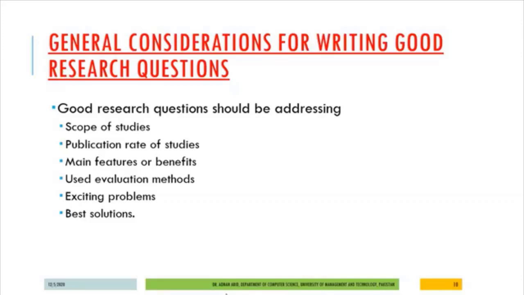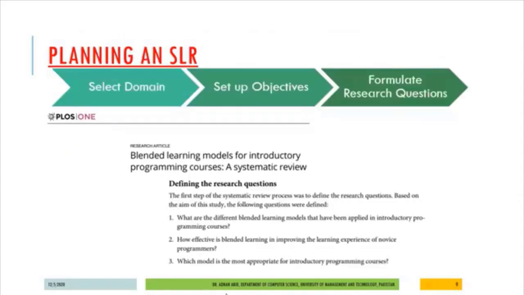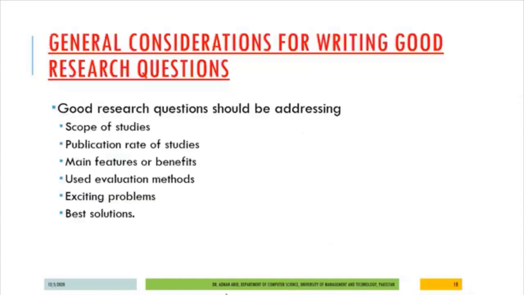They should be addressing the scope of the studies. Like here we have only blended learning and those blended learning approaches which are targeting introductory programming courses only. So this is the scope. We have to have the scope of the study. And the publication rating of the study is good quality research. How is it being published, and with what rate and with what speed and with what magnitude it is being published in good venues. We also need to think about the main features and benefits of those studies, the types of problems that are being addressed, and how these approaches have evolved over the years.